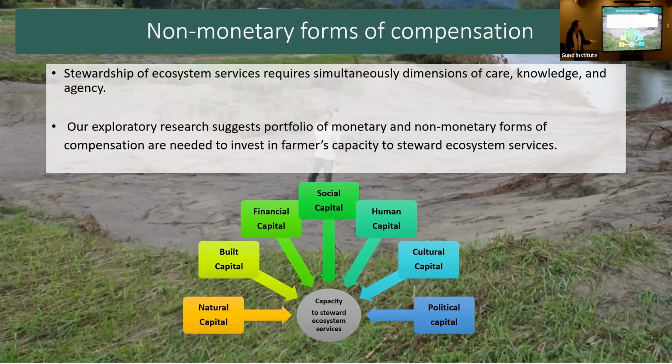And when I think about this suite or package of compensation, it's addressing all of those things. So it's looking at stewardship not just as countable tons of carbon or phosphorus, but really as stewardship as a whole picture. So yeah, I think that is all.